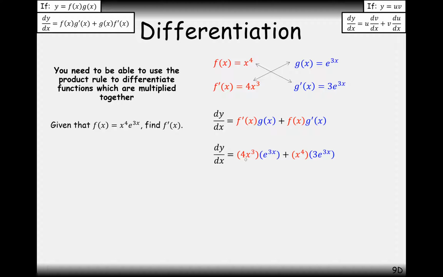F dash of x is 4x cubed, g of x is e to the 3x. That would be add f of x, which is x to the 4, and g dash of x, which is 3e to the 3x. Tidy things up by removing the brackets and simplifying where possible. 4x cubed, e to the 3x, plus 3x to the 4, e to the 3x.